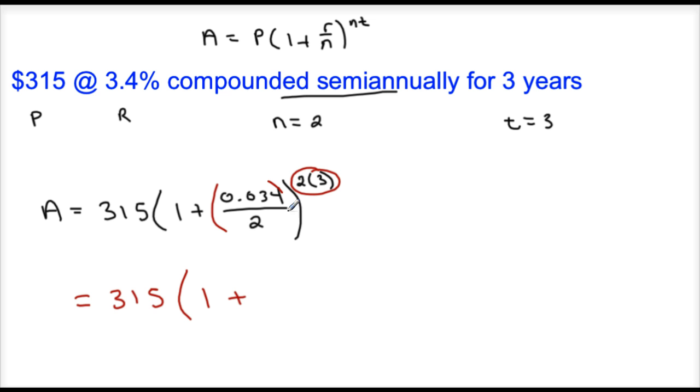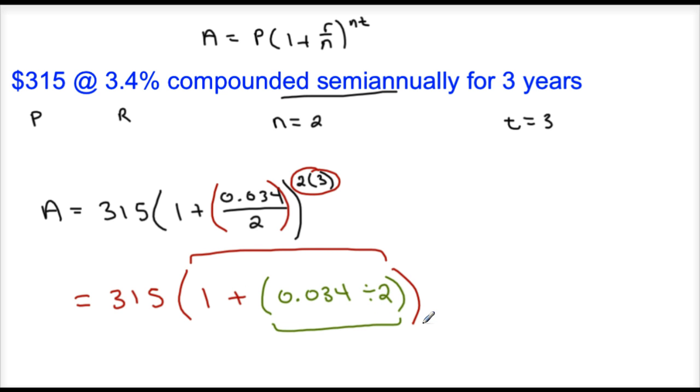I want the calculator to perform the division first. So in order for me to do that, I need to do 1 plus, open parentheses again, 0.034 divided by 2, close parentheses. And then I'm going to close the parentheses one more time because I opened it with the red. So the red I opened, the red I close. The green I open, the green I close.